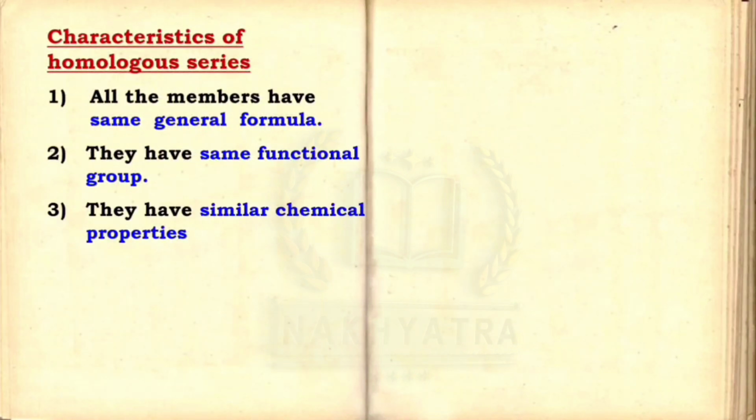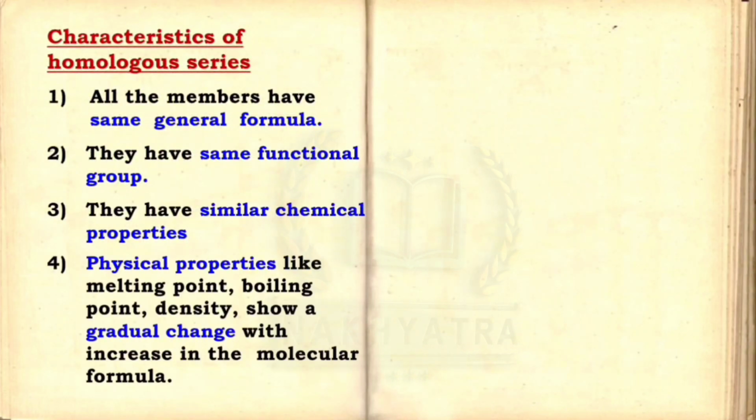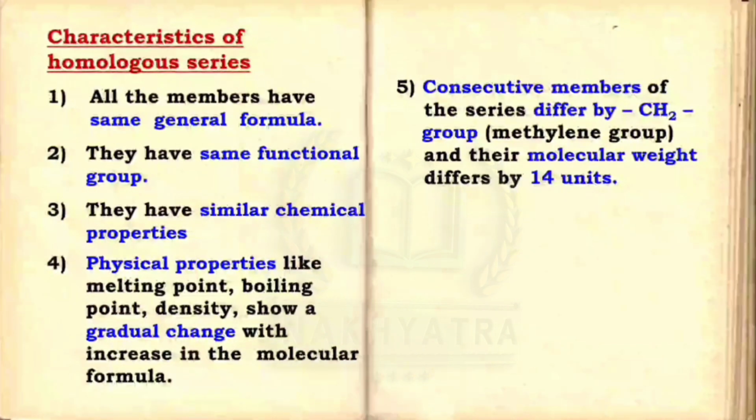Now see the characteristics of homologous series. First, all the members have the same general formula. Second, they have the same functional group. Third, they have similar chemical properties. Fourth, physical properties like melting point, boiling point and density show a gradual change with increase in molecular formula. And fifth, consecutive members of the series differ by a CH2 group, that is the methylene group, and their molecular weight differs by 14 units.